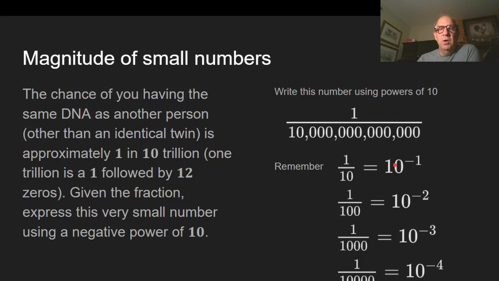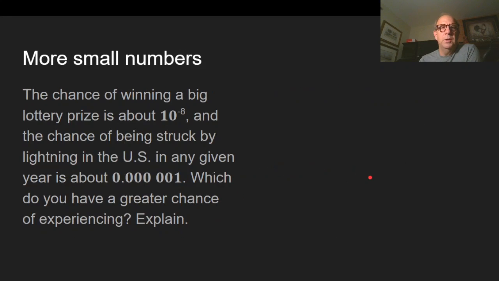Now 1/10 is 10 to the power of negative 1. 1/100th is 10 to the power of negative 2. 1/1000th is 10 to the power of negative 3. 1/10,000th is 10 to the power of negative 4. How many negative exponents until I get bigger than or equal to 10 trillion? Think. Okay. All right, we will take a look at this in a minute.